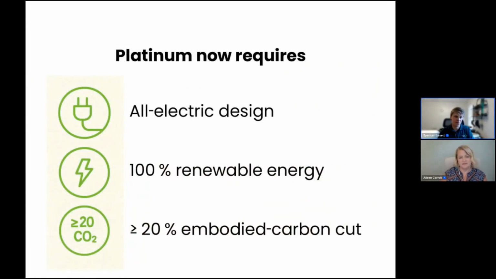So let's take a quick look at those platinum gatekeepers I mentioned earlier. All electric design in the LEED guidelines means primary HVAC, domestic hot water, and cooking appliances and equipment must be electric. And emergency generators right now in version 5 are exempt, but they do need to be metered. So if they are ever turned on or activated, you can tell what power draw you have pulled from them.